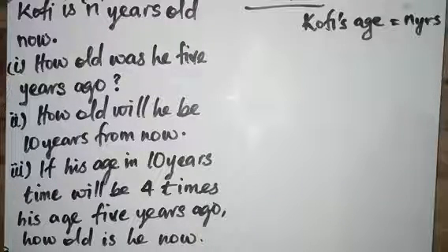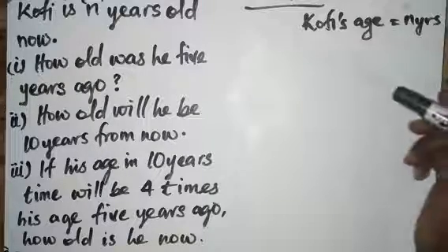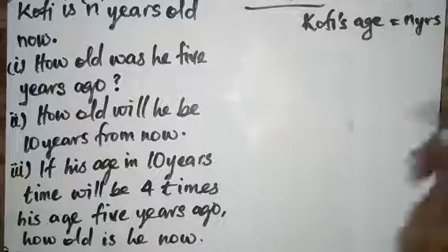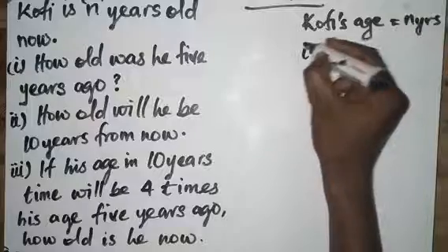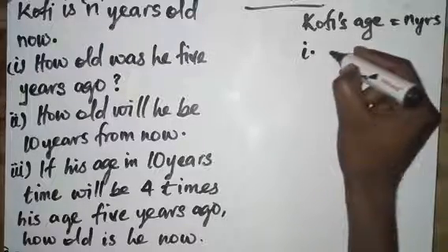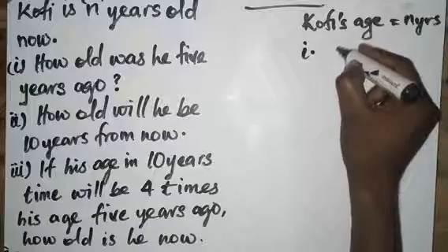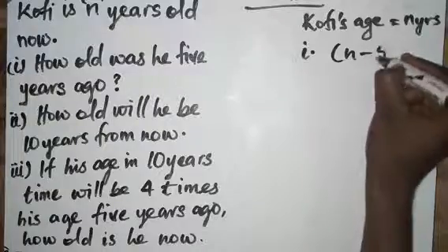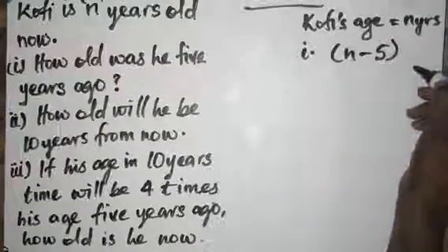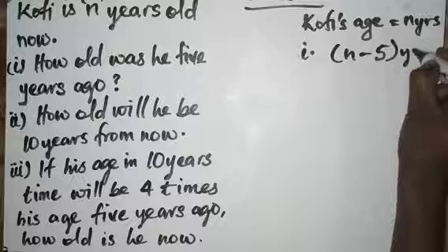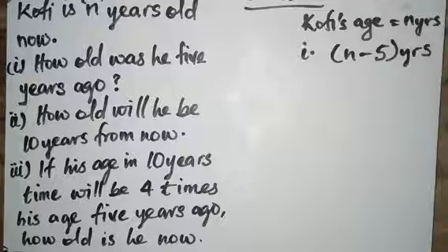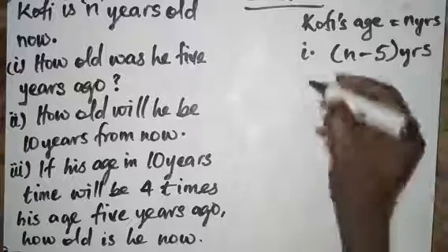How old was he 5 years ago? That means 5 years back. So his current age is n, so 5 years back means n minus 5. So we're just answering the question. Because it's 5 years back, we're going to get n minus 5 years. 5 years ago.